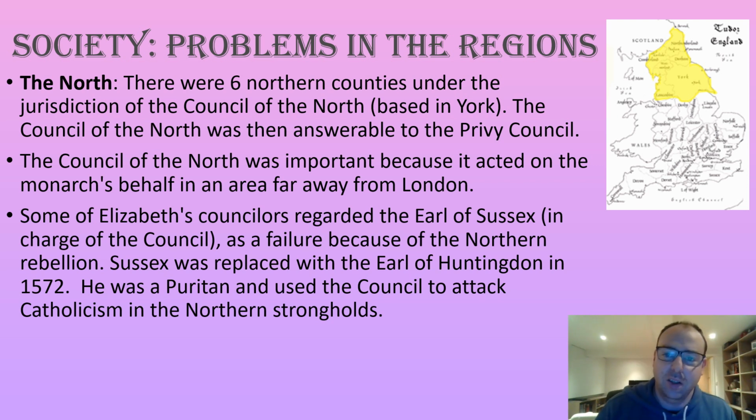Again, this is the north, the borders. These are areas where maybe Elizabeth could have been more sensitive and made more use of the Northern Earls, or maybe the Northern Rebellion proves that she was right not to trust that group and to place her trust more in the hands of Sussex, though Sussex is not successful and is replaced with the Earl of Huntingdon in 1572.